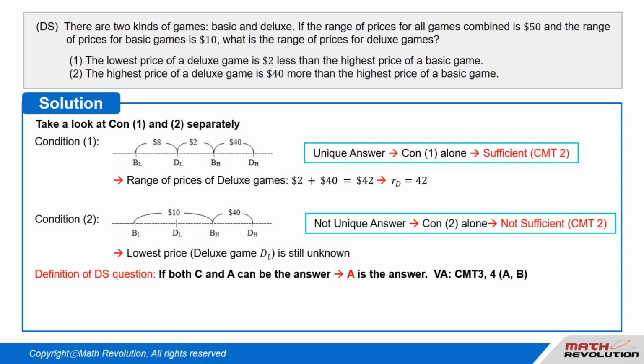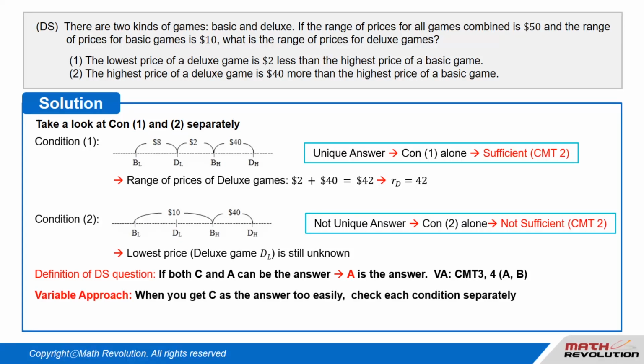This is a high-level GMAT math question, but you can see how the variable approach, in particular common mistake type 3 and 4, A or B, can help get you the correct answer. Always keep in mind when you get C as the answer too easily, you should check condition 1 and condition 2 separately. You should see about CMT4 of these statistics questions on the actual GMAT. Condition 1 alone is sufficient. Thus, A is the correct answer. Answer A.